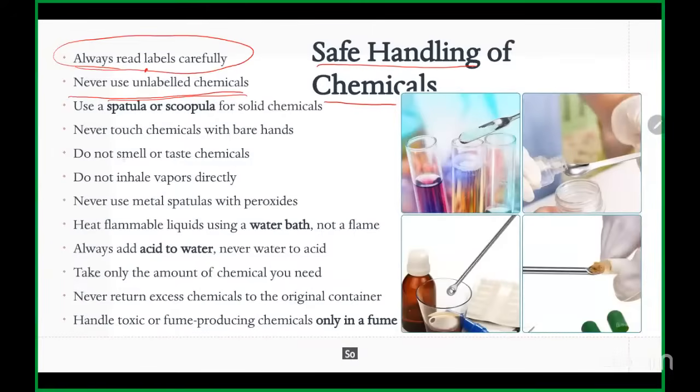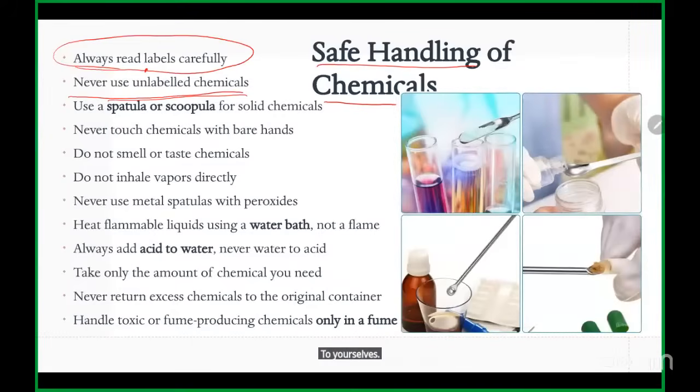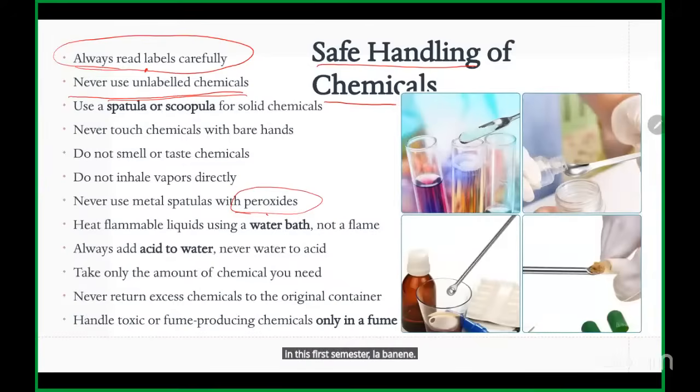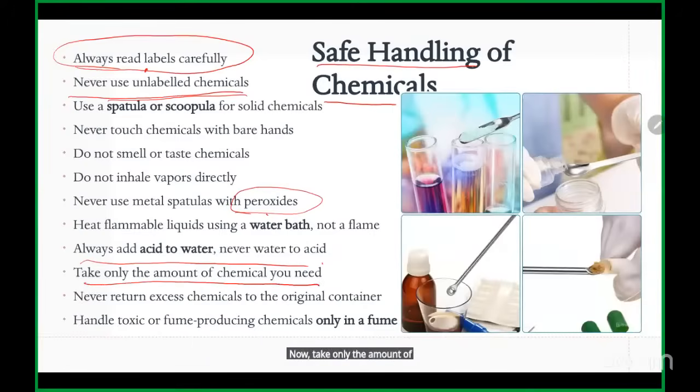So do not taste chemicals directly. Even if you want to smell chemicals, you are going to wave it towards yourselves. Never use metal spatulas with peroxides. Don't worry, you will not be working with peroxides in this year one lab, but you may work with something similar in this first semester lab. The one that annoys people: always add acid to water, never water to acid. Now take only the amount of chemicals that you need. You don't need to use more than that.